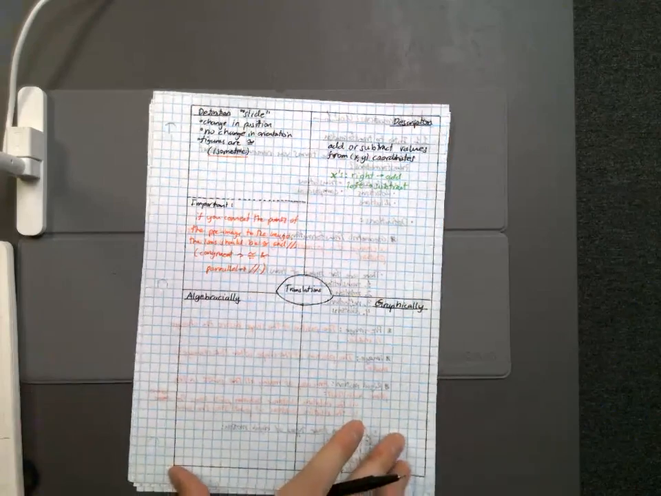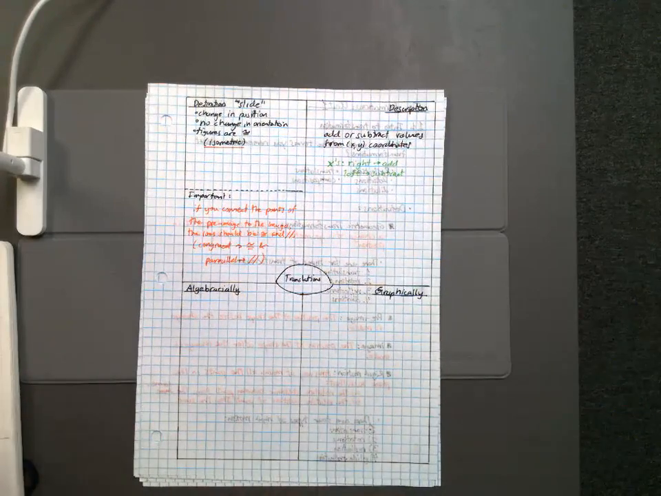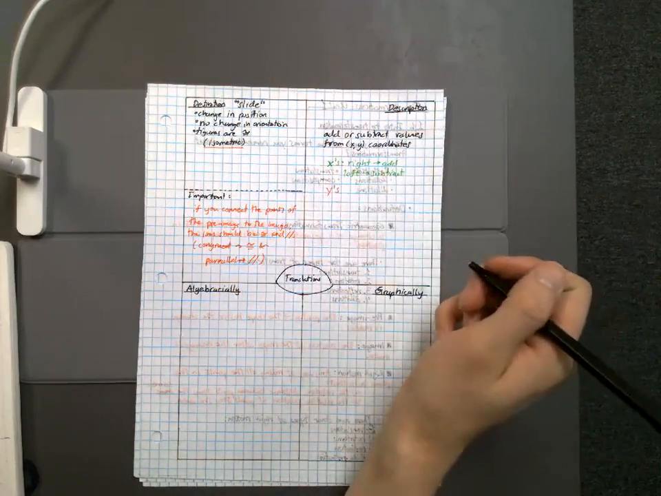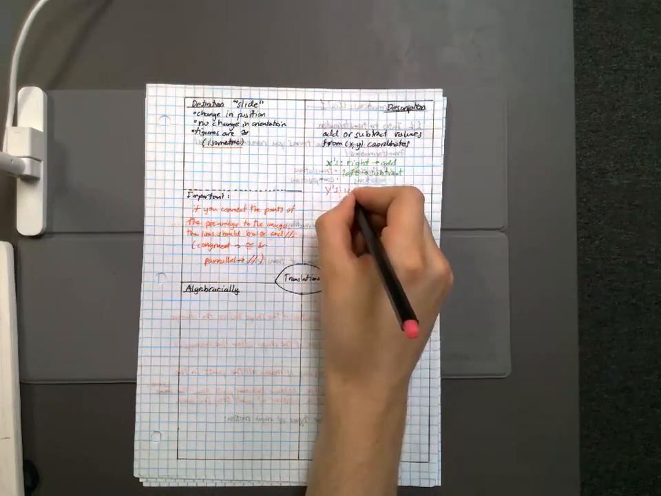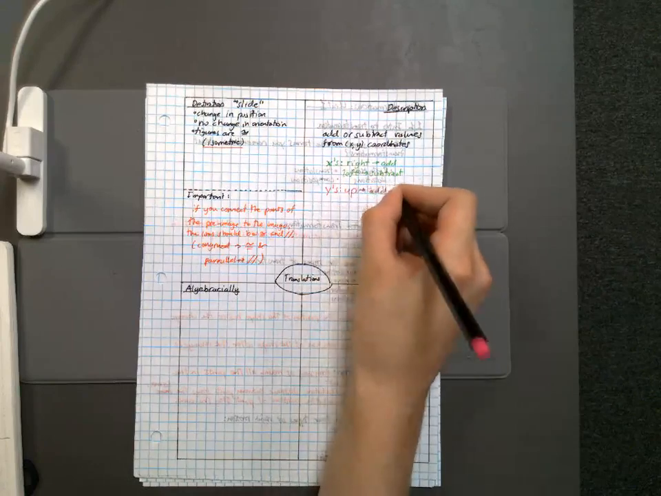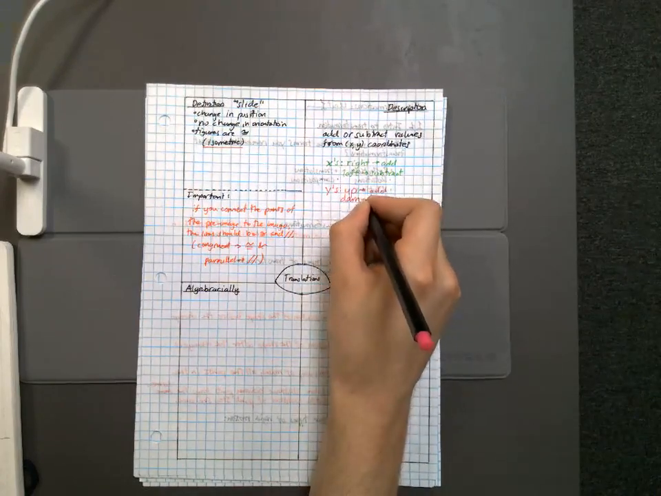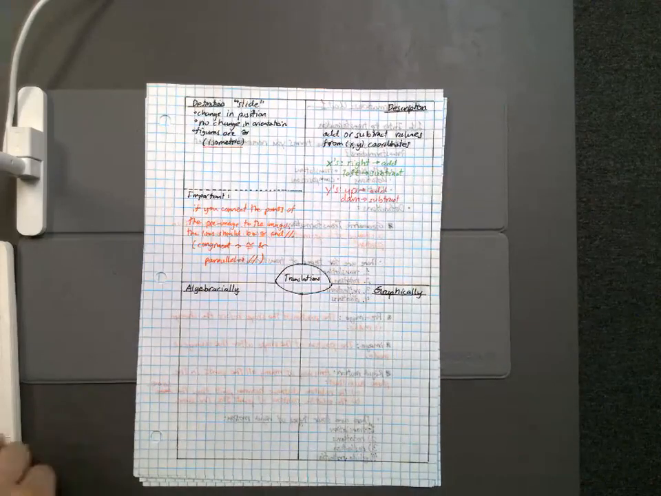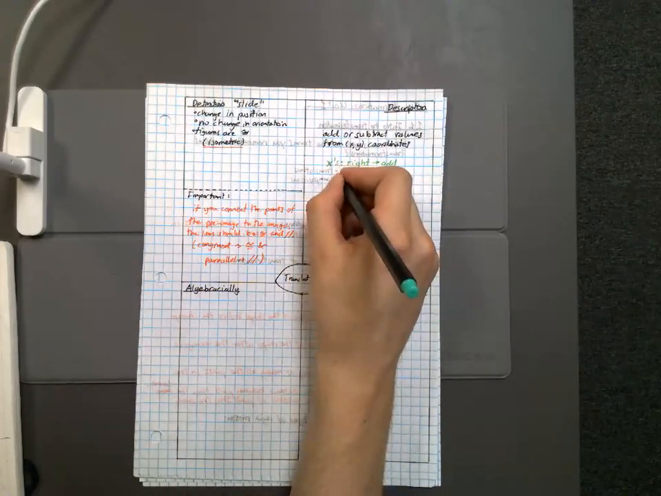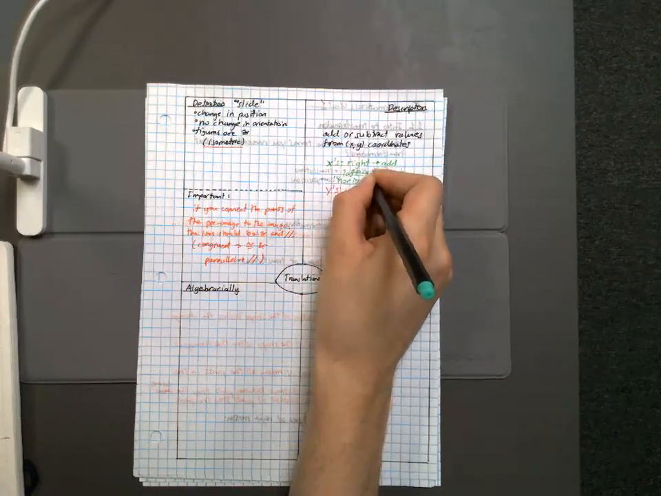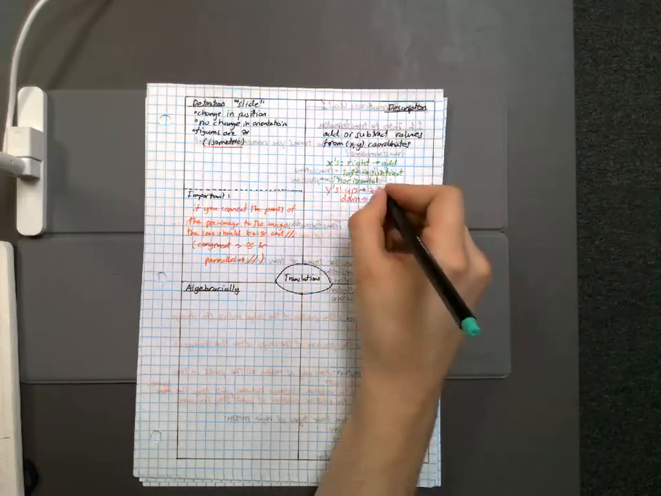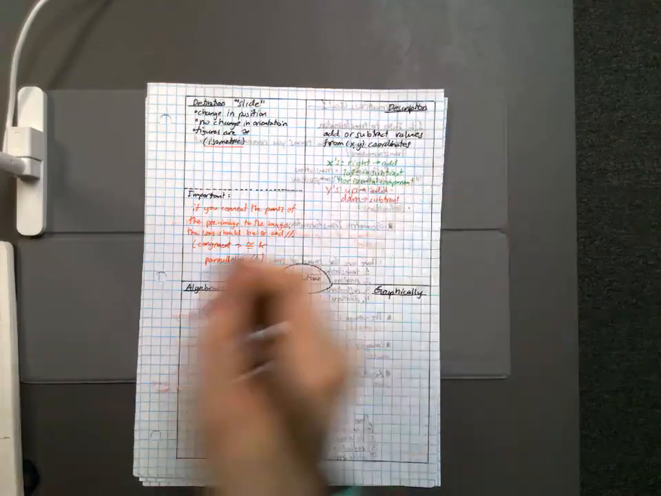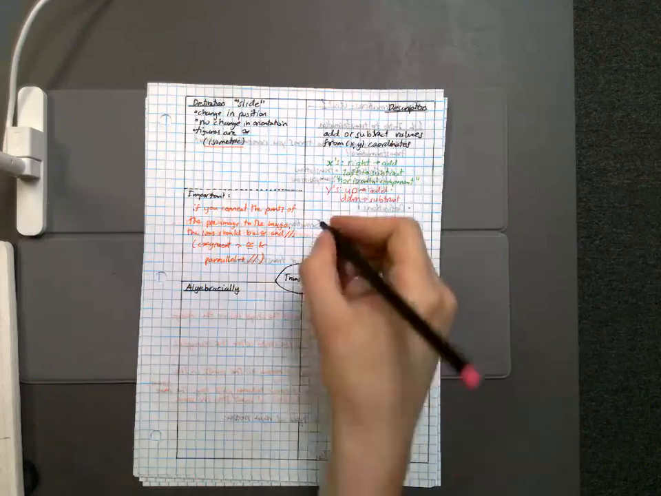I apologize, I can't zoom in when I'm recording with this thing. All right. Y's, on the other hand, up is to add, and down is to subtract. Now, we classify the X values as the horizontal component, and we classify the Y's as the vertical component.